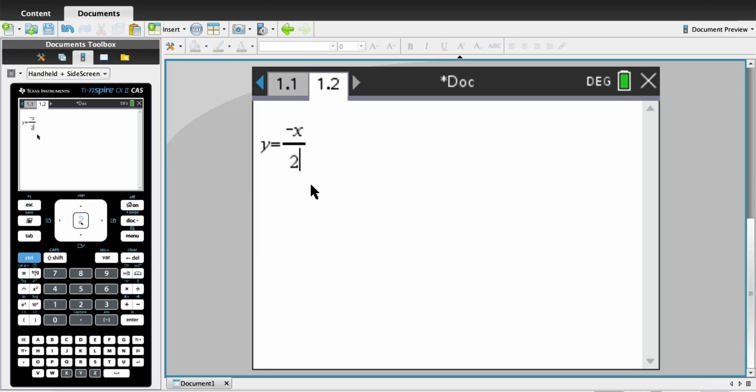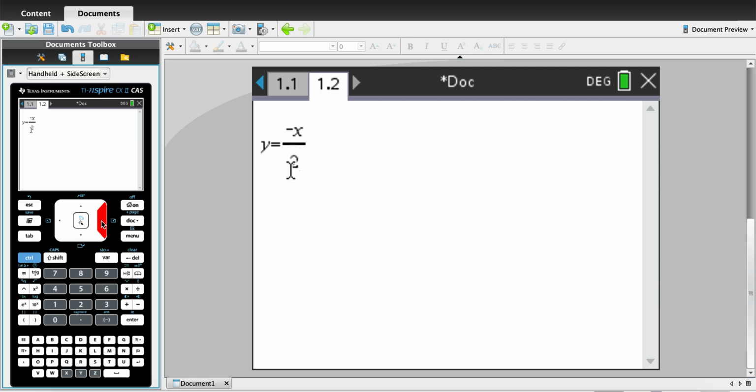Now, notice that if I'm going to type something here, where's my cursor? My cursor is down in the denominator, so I have to get out of this one. To do that, I just have to press the arrow to the right. And you can see that now my cursor is outside of the fraction, so now I can keep on typing.